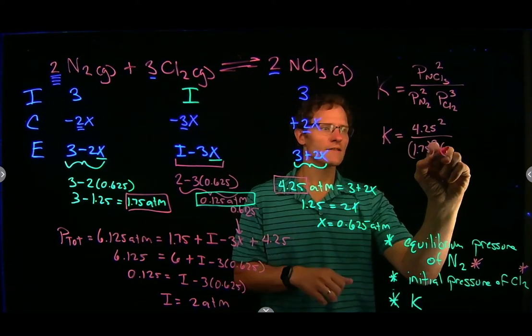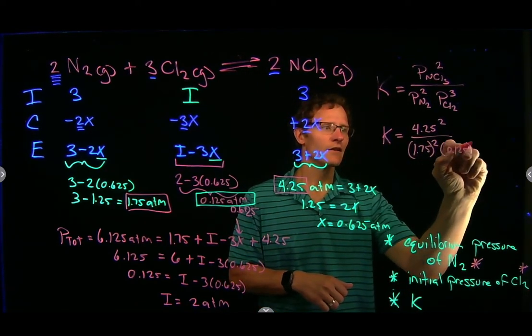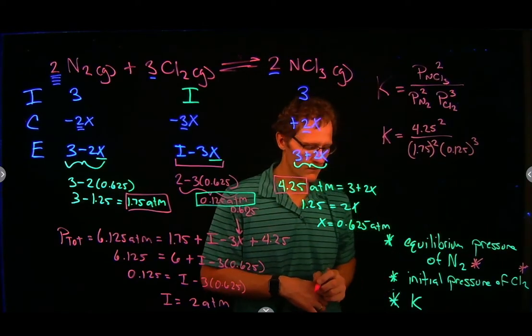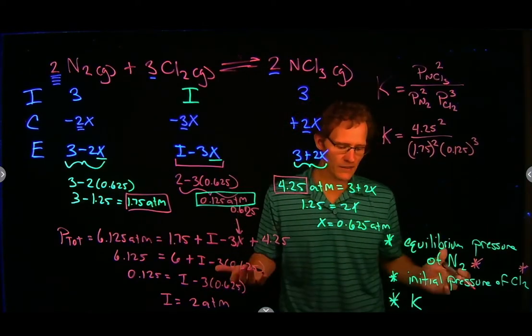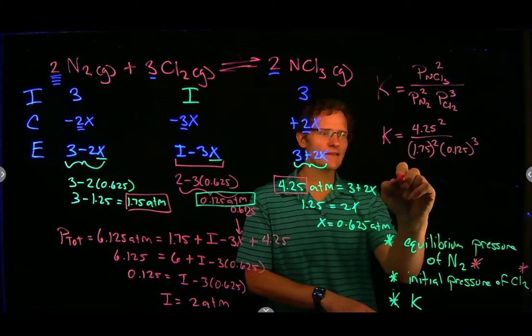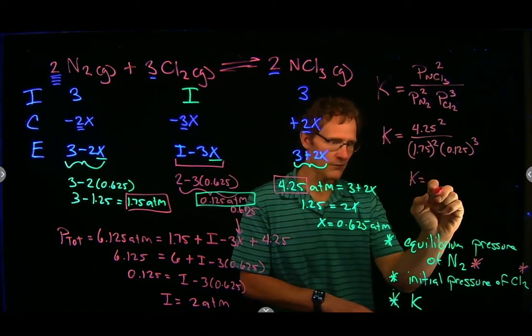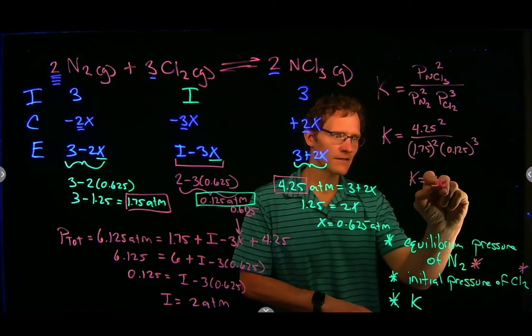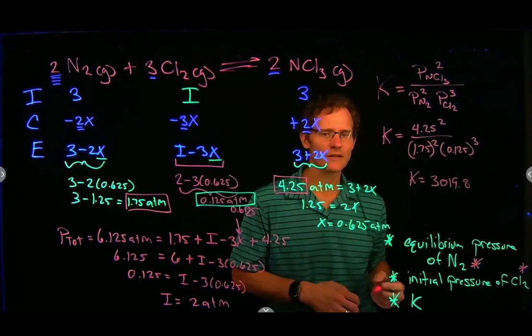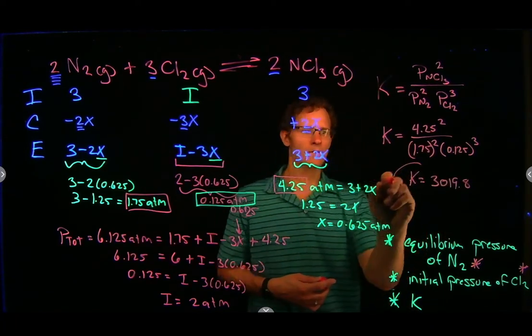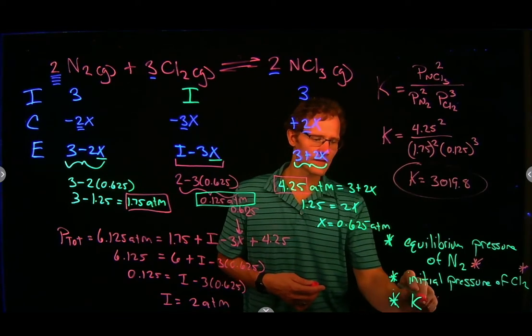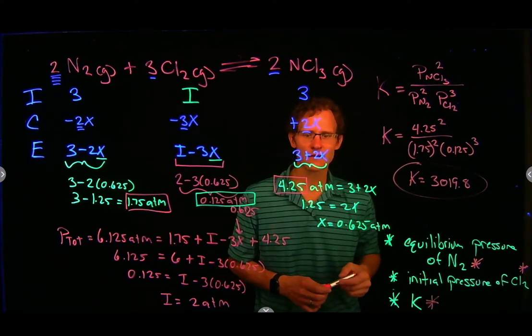and our 0.125 cubed. Okay? If you plug these into your calculator, you're going to see that the K value should come up to be around 3,000. It's 3,019.8. Okay, so that then gives us the last piece of information that we need.